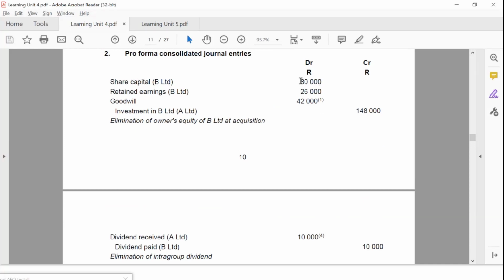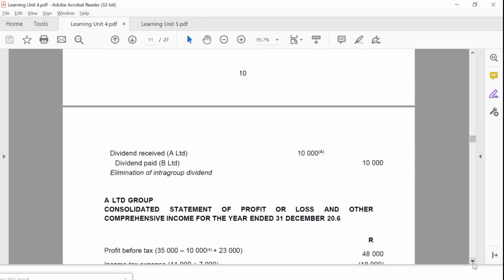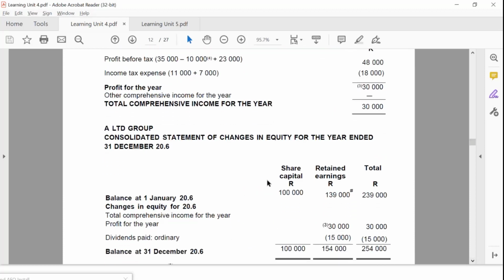You said debit share capital. So 100,000 plus 80,000 minus 80,000 gives a share capital in the consolidated financial statements of what? 100,000. And that is why in your consolidated statement of changes in equity, the share capital is only 100,000, because you combined them, you added 100,000 plus 80,000, but then you eliminated the 80,000 from it. So 100 plus 80 minus 80 gives 100. So share capital becomes 100,000.